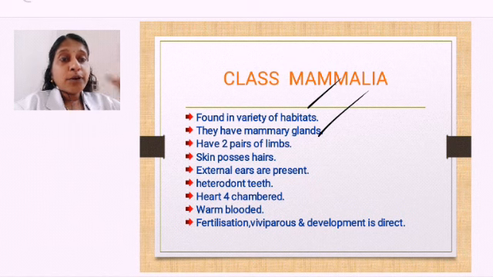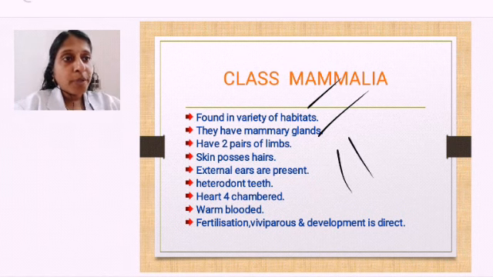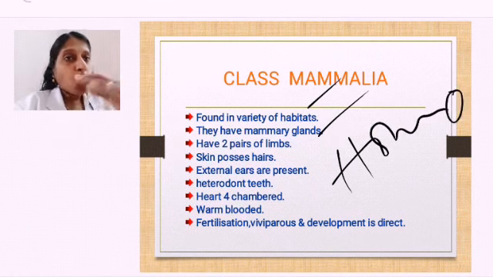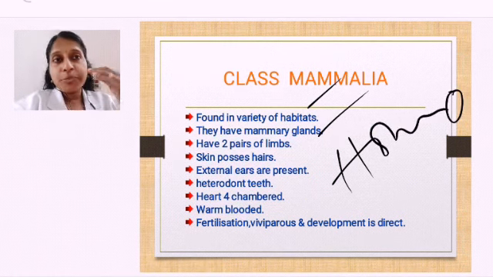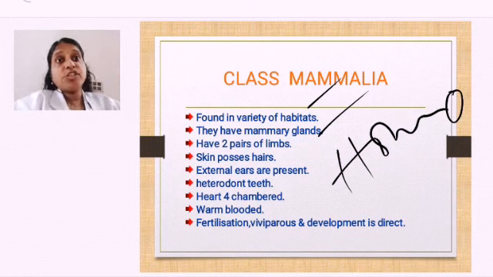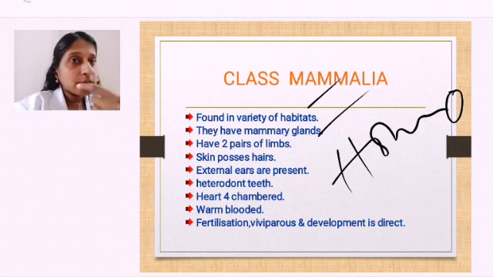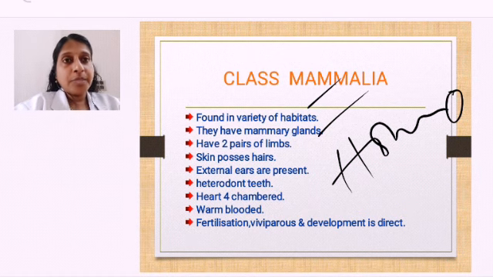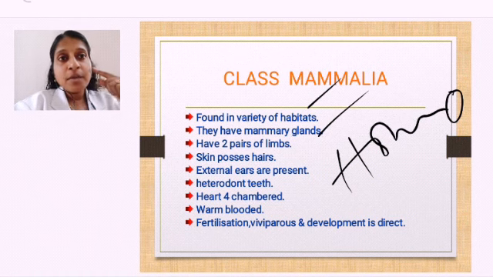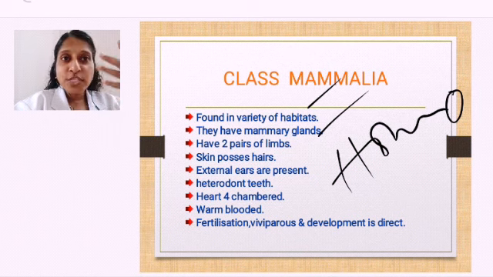And heterodont teeth means teeth are different, not similar. Homodont, heterodont. What do you mean by homodont? Homodont means all the teeth present will be the same, they will not have different shapes, like a lizard, which has the same types of teeth. Now heterodont means the teeth are different: incisors are different from canines, different from premolars, different from molars. So all the teeth are not similar.